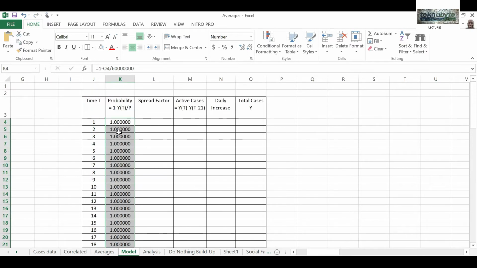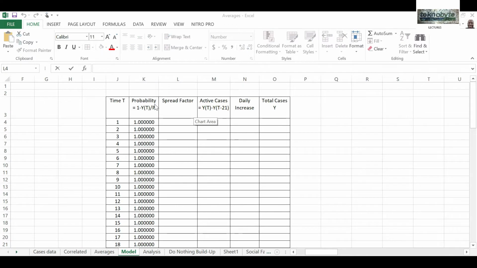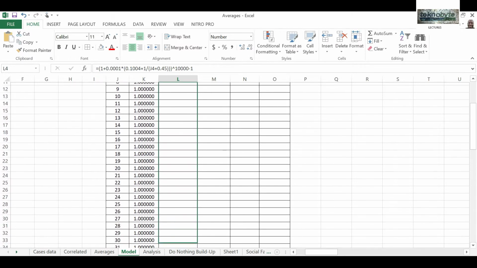For now, you can see the probability is 1 because we have not filled anything in this column of the total number of cases. As for the spread factor, we saw the expression that we need to use to calculate it, and we just use it here directly, and continue doing the same until we cover the whole of the 45 days.